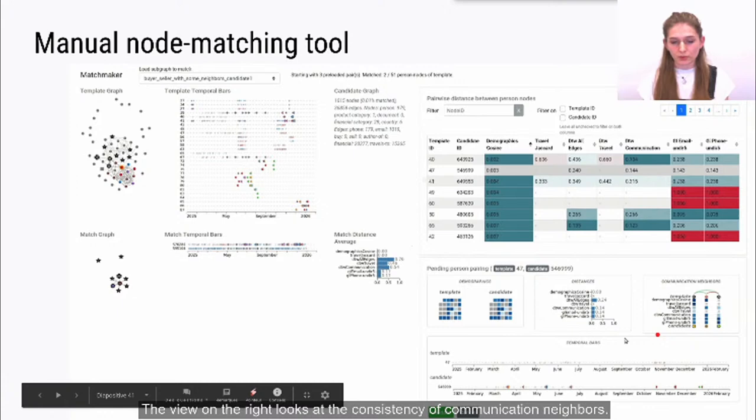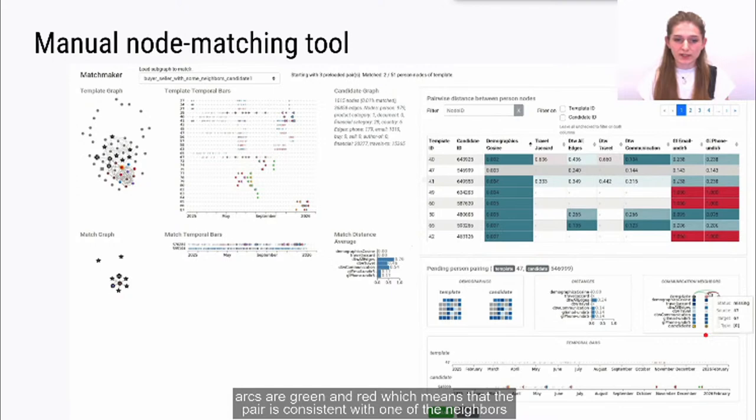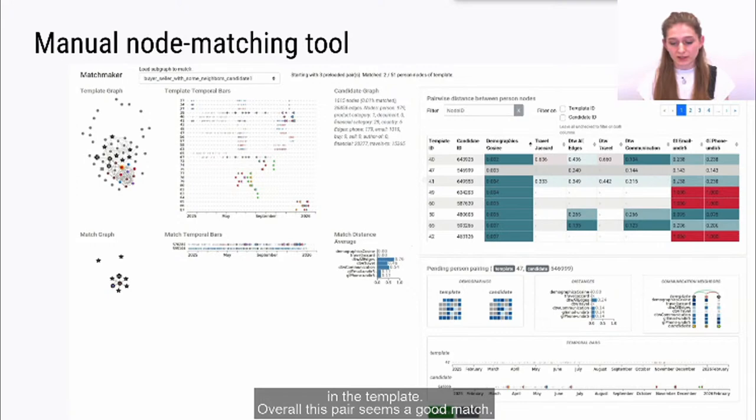Here, the inspected pair is in the middle and the two outgoing arcs are green and red, which means that the pair is consistent with one of the neighbors in the template. Overall, this pair seems like a good match. After accepting this pair, the table and the views on the left update to reflect the addition.